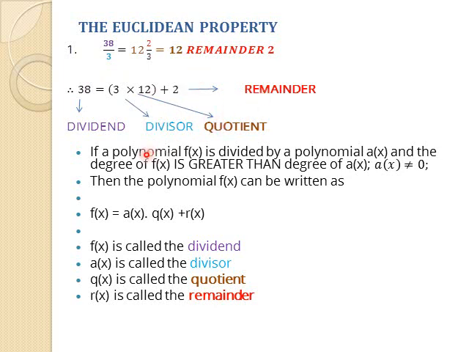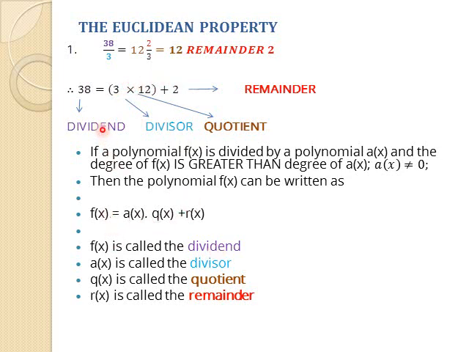So in theory, if a polynomial f of x is divided by a polynomial a of x, and the degree of f of x is greater than the degree of a of x, so that is x squared, and this is just x, a of x not equal to 0, then the polynomial can be written as follows: f of x equals a of x times q of x plus r of x.